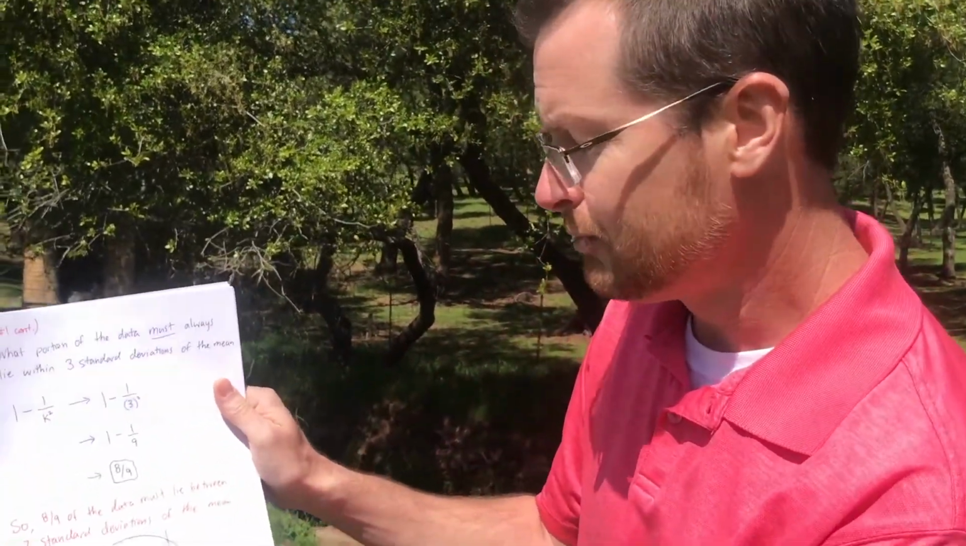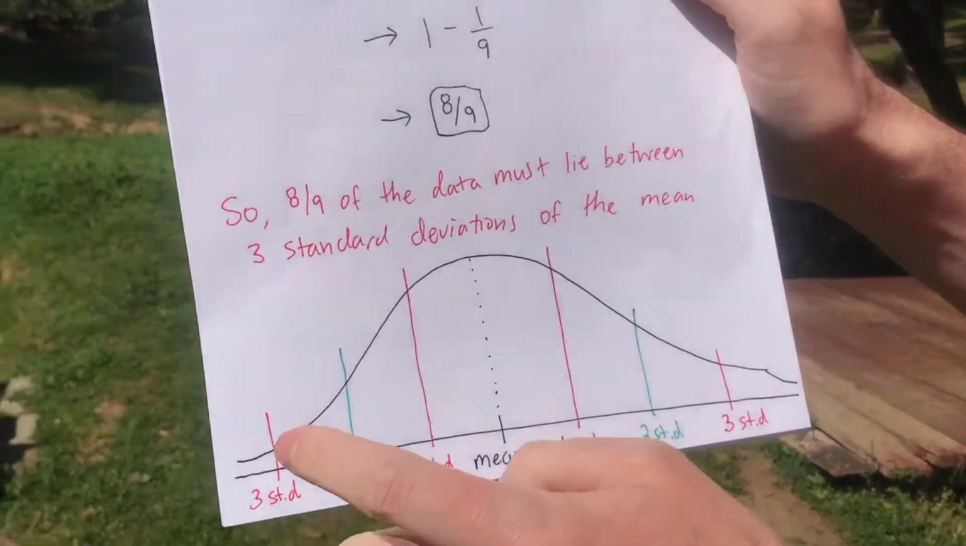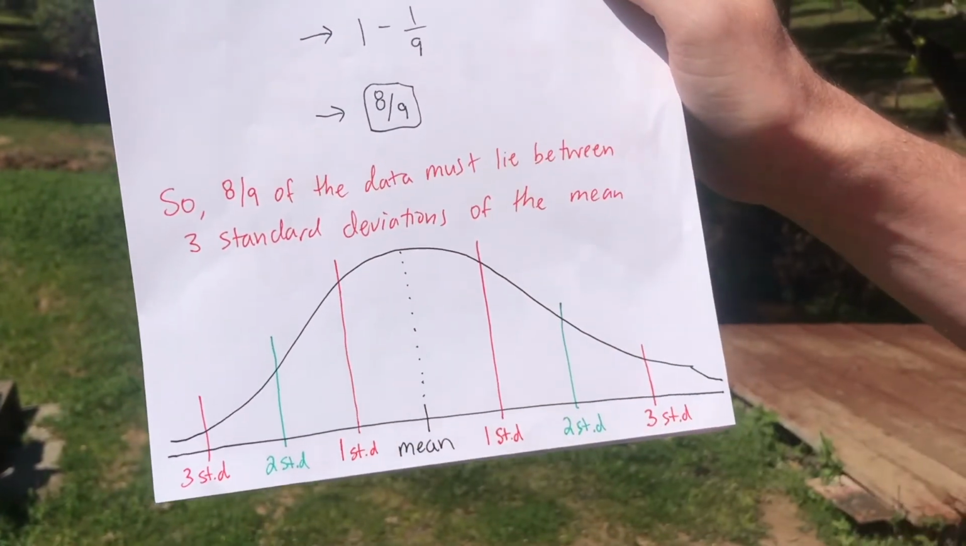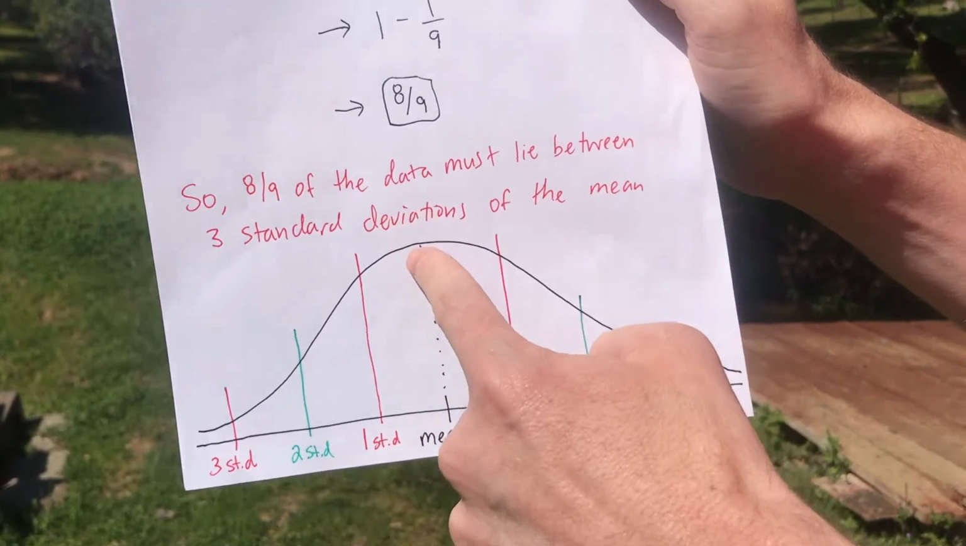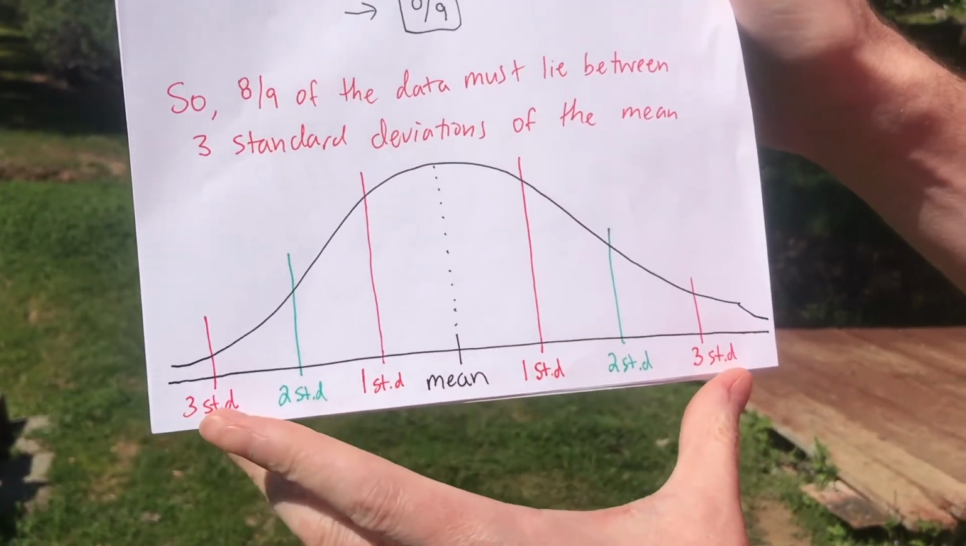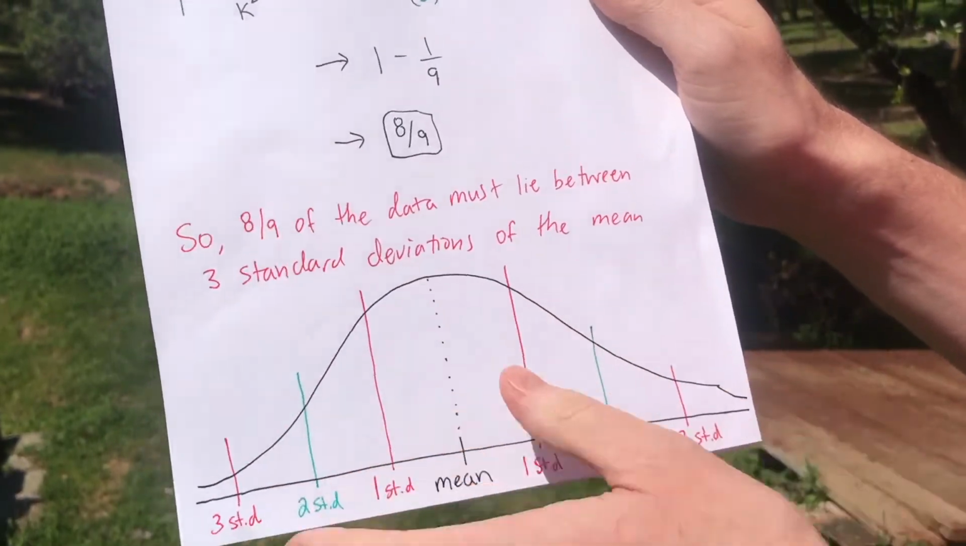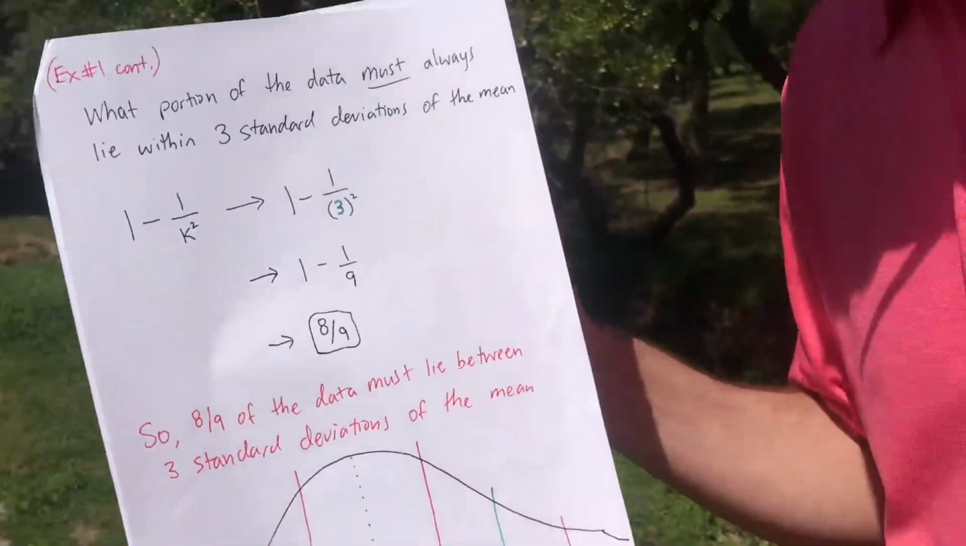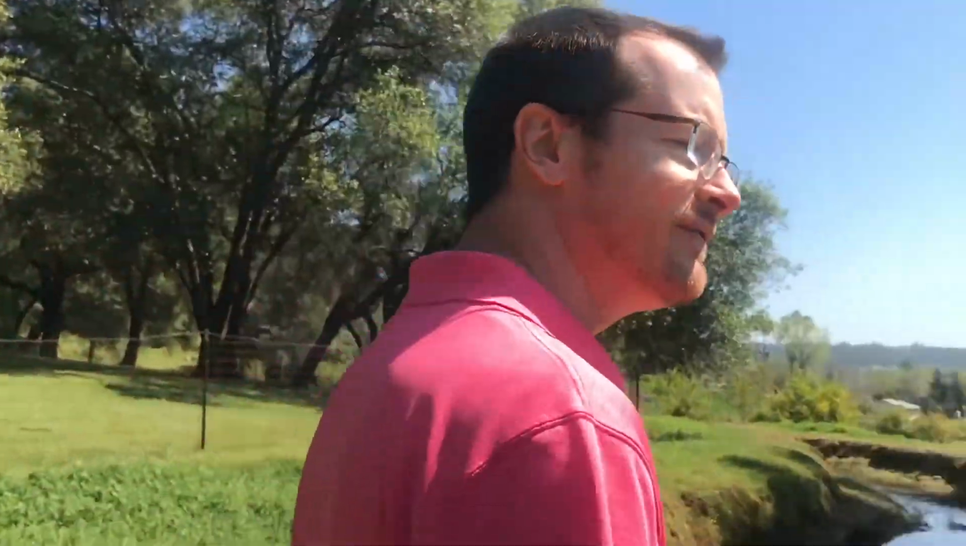So if you look at it, this is a great graph here for you. It says 8/9 of the data must lie within 3 standard deviations of the mean. If this is the mean, we have 1 standard deviation, 2 standard deviations, 3 standard deviations. Then if this is all the data, 8/9 of the data will be within the 3 standard deviations of the mean. Come with me. Let's keep on taking a tour of the land and farm.